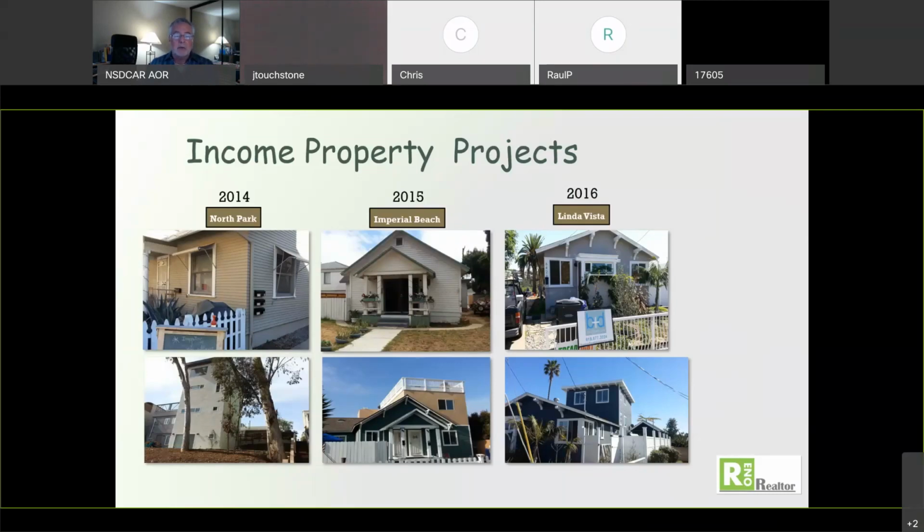In 2015, believe it or not, the unit that you're looking at is actually a duplex. It sort of bumps out in the back. The right side of that unit was not habitable. And so let me go back to North Park. The North Park was actually a purchase. So we were able to do that. They had already had plans put together as they were submitting the offer to the seller. Back to Imperial Beach.